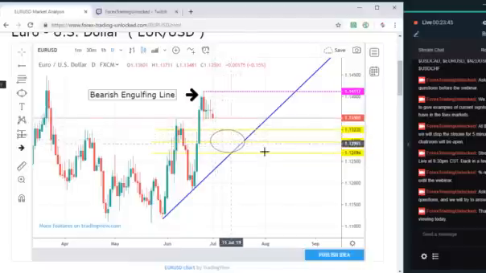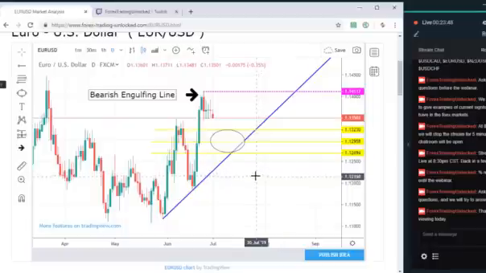Now, where will it stop? I don't know. We'll see. But right now, it looks like this is pretty much the area where we should see the market gravitate to. So this is the Euro US dollar. Now, we have a lot of US dollar strength that has come into the marketplace.